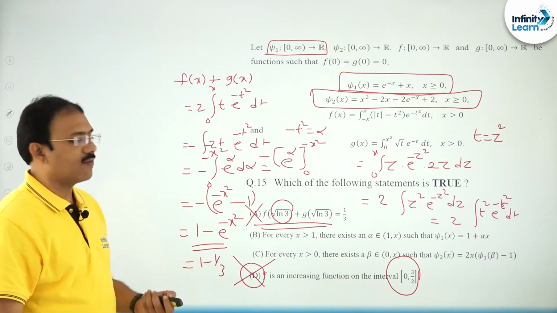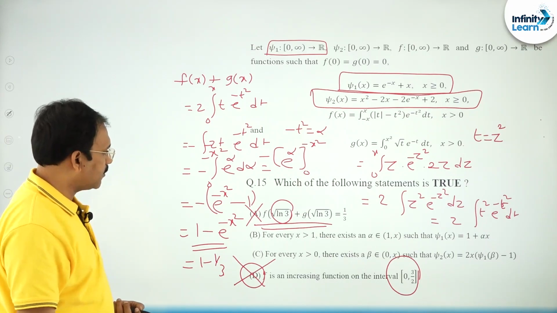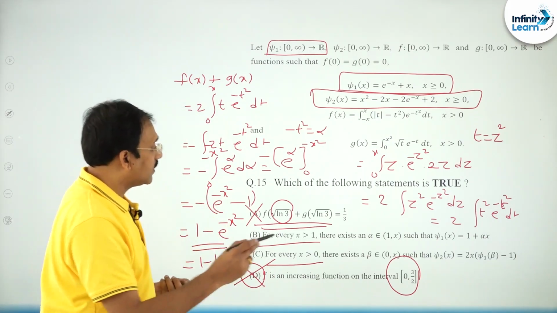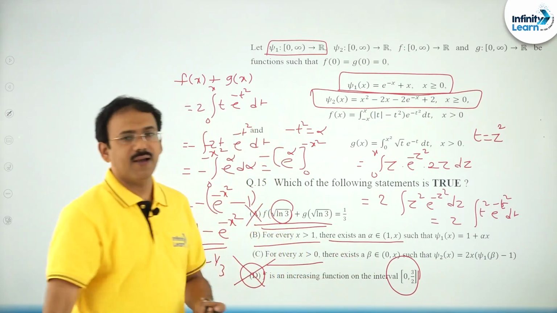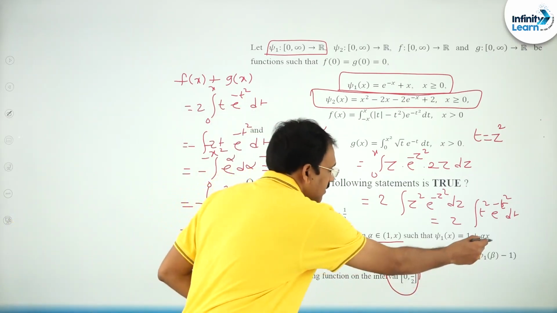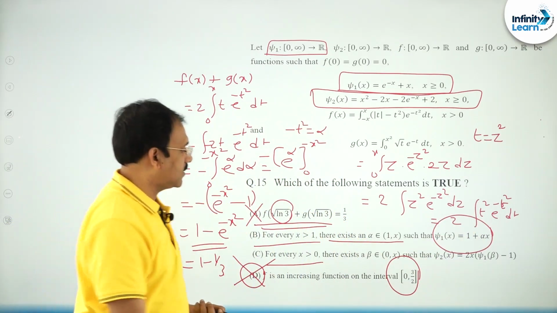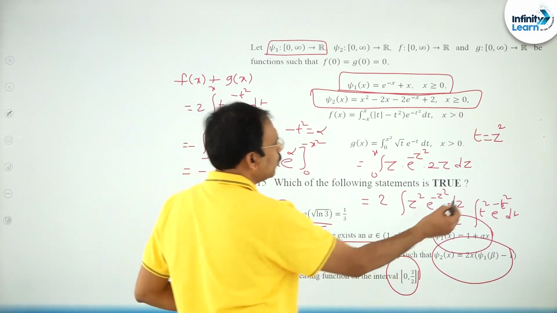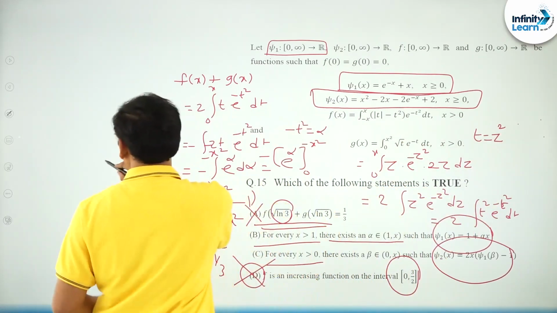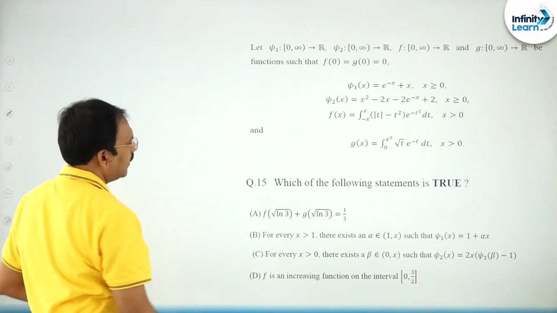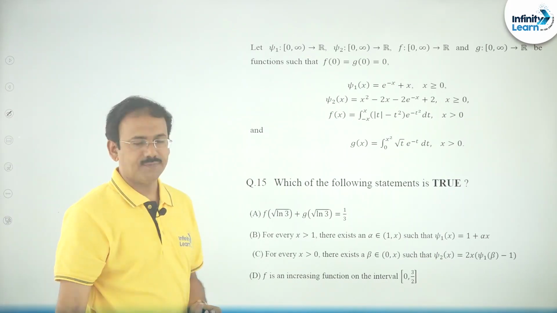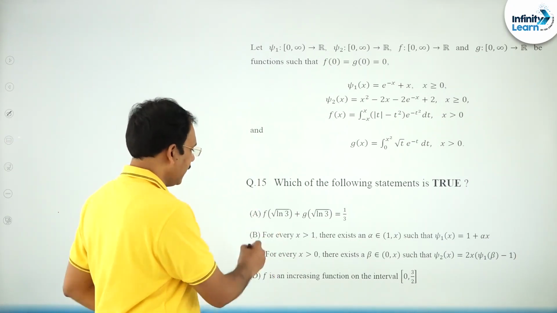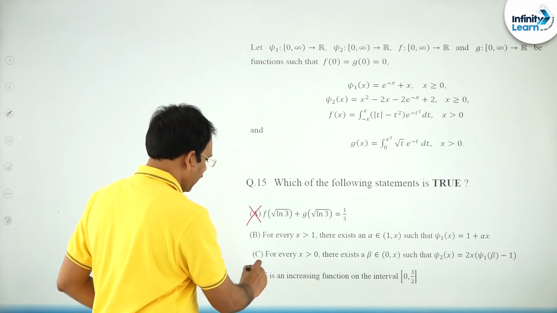Out of B and C, one of the options is correct. Now you see option B or C, how is it? For every x greater than 1 or x greater than 0, there exists some alpha belongs to 1 comma x, such that psi 1 of x is 1 plus alpha x, psi 2 of x is something given here, right my dear friends. So to do this, this is a different kind of mechanism. So yeah, let us take it up in a different way. Right, dear students, now let us check for B or C, because we have proved A is false and D is false.